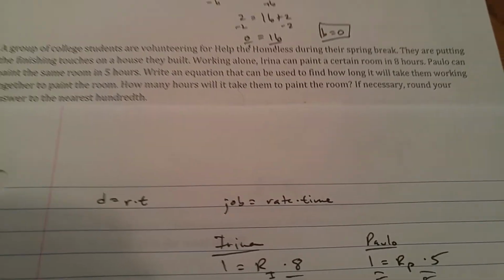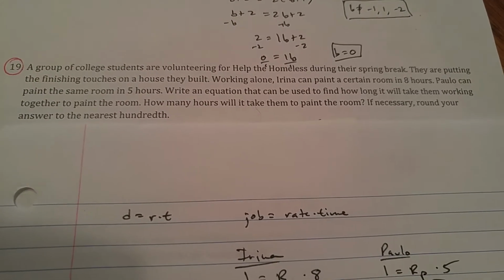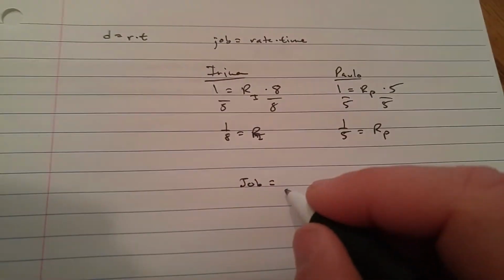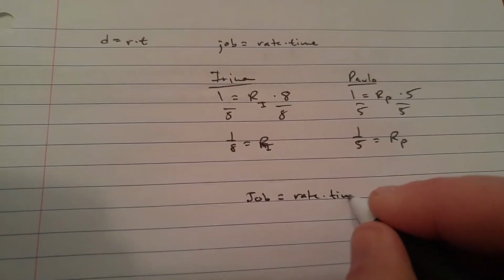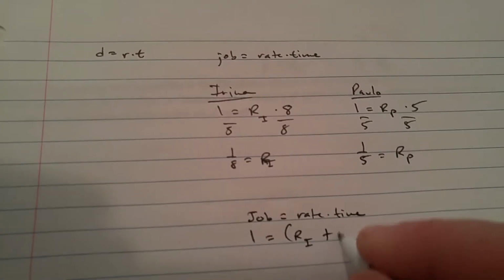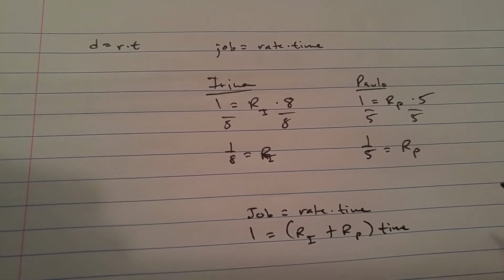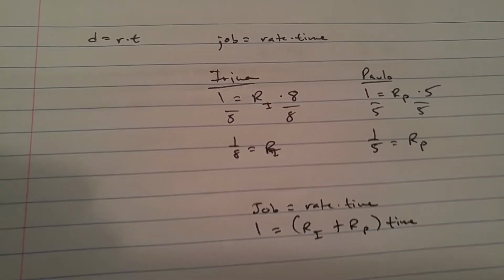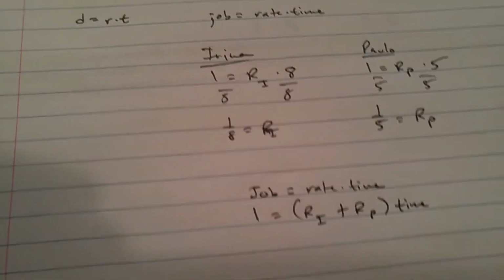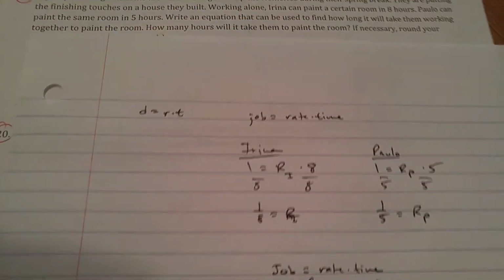So the question is, how many hours will it take them if they are working together? So we're still doing job equals rate times time. And they're still completing one job, but this time we have the rate that Irina works plus the rate that Paulo works. And it's not as simple as either adding or subtracting because they're working at different rates. So you're trying to combine two different speeds that people are working at to see how long it's going to take to complete a job. When they're working together, we want to see how long it will take.